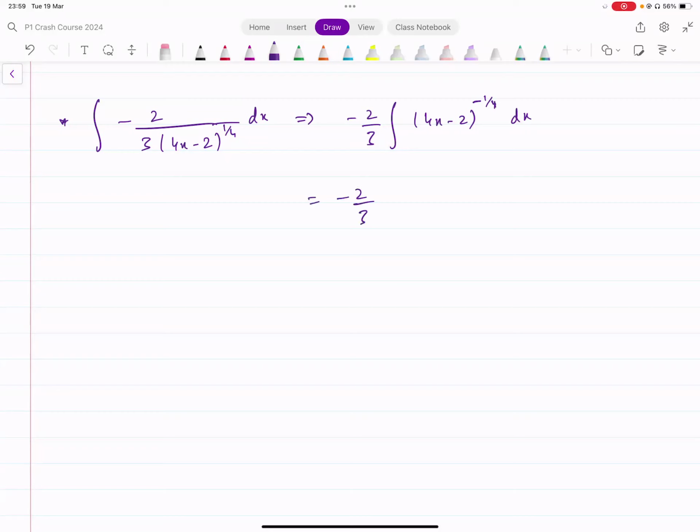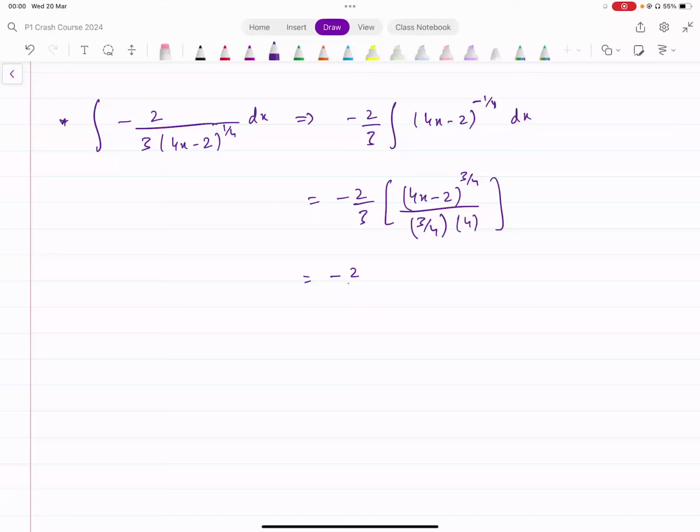Minus 2 over 3 into 4x minus 2 whole raised to power minus 1 over 4 plus 1. What does that give you? 3 over 4. Divide by this new power. You divide by 3 over 4. Also divide by the derivative of this thing. 4x minus 2, the derivative of that is 4. And that gives you the result.